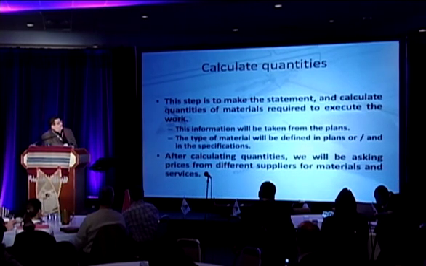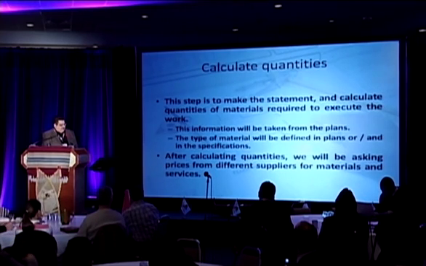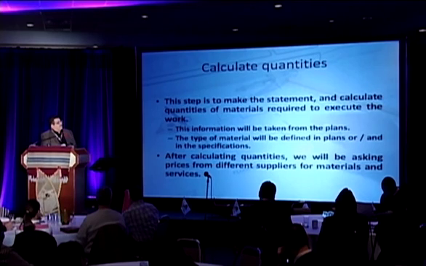Another important part of the bid is the calculation of quantities. This step is to make the statement and calculate quantities of materials required to execute the work. This information will be taken from the plans. The type of material will be defined in plans or in the specifications also. In the case when we do civil works, the plans will identify what kind of material is required.